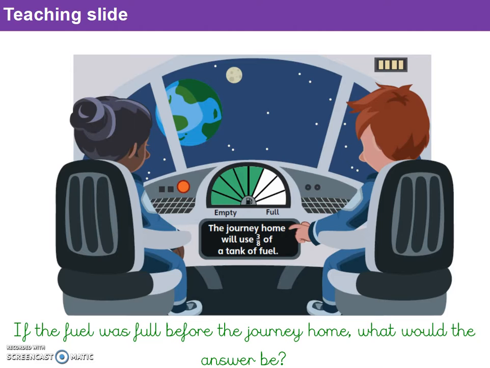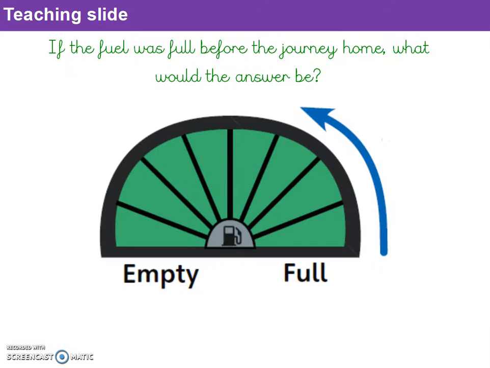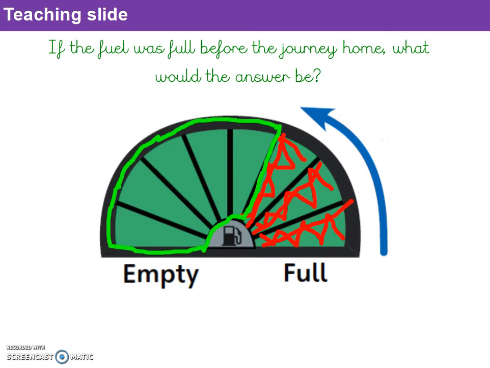So if the fuel was full and the journey home uses 3/8 of a tank of fuel, how much fuel would I have left? Using my fuel gauge, you can see the whole thing is green this time. 8/8 are coloured in. 8 of those 8 parts, which equals the whole. And what I'm going to do is I'm going to remove 3 of those 8s by simply crossing them out. 1/8, 2/8, 3/8. And that leaves me with 5/8.